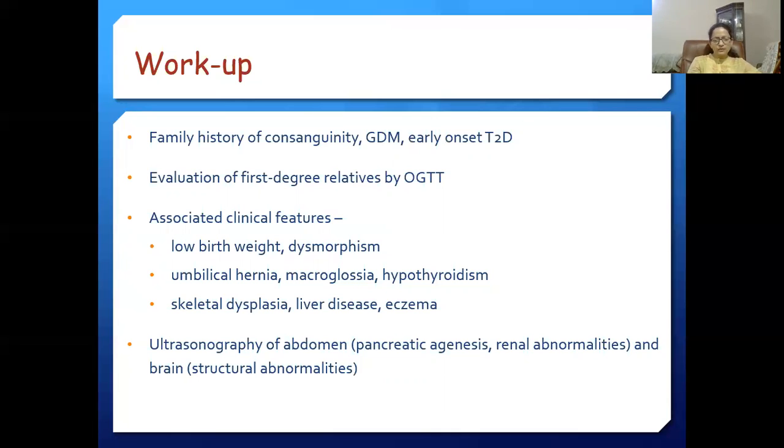Associated clinical features should be looked at, like low birth weight, dysmorphism, umbilical hernia, macroglossia, hypothyroidism, because some of the syndromic kinds of neonatal diabetes have these. And as I already told you, in transient neonatal diabetes, umbilical hernia and macroglossia are common. Skeletal dysplasia, liver disease, eczema, again, they can tell you about some of the syndromic forms of neonatal diabetes. Ultrasonography of abdomen can be done to look for pancreatic agenesis and renal abnormalities, and brain, well, plus minus. I would not really do this.